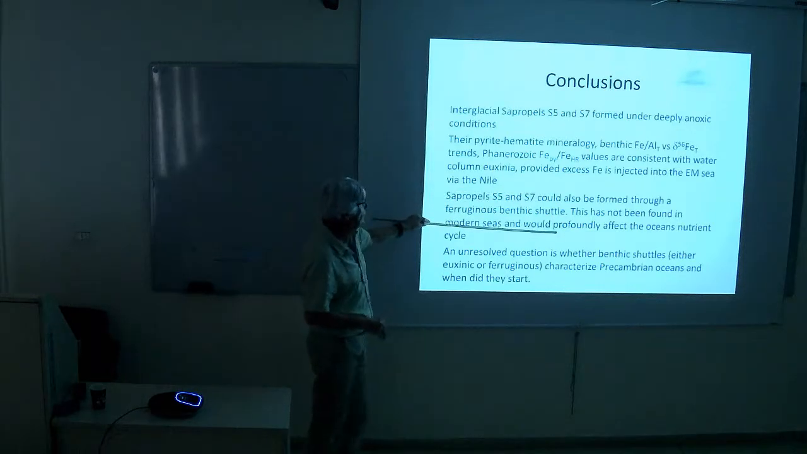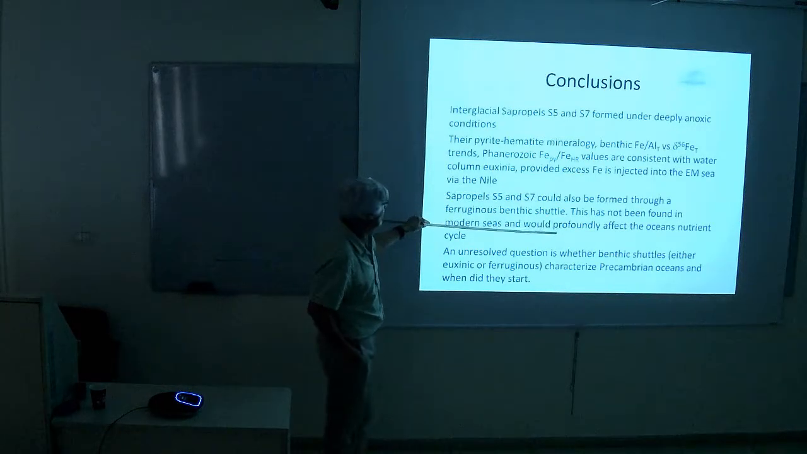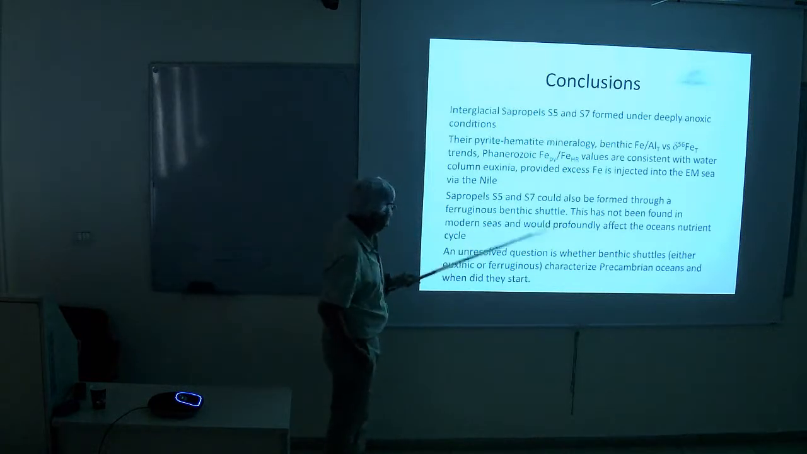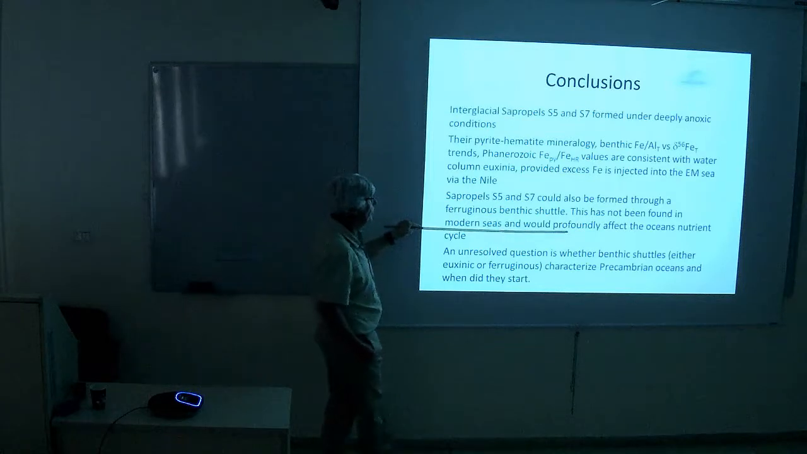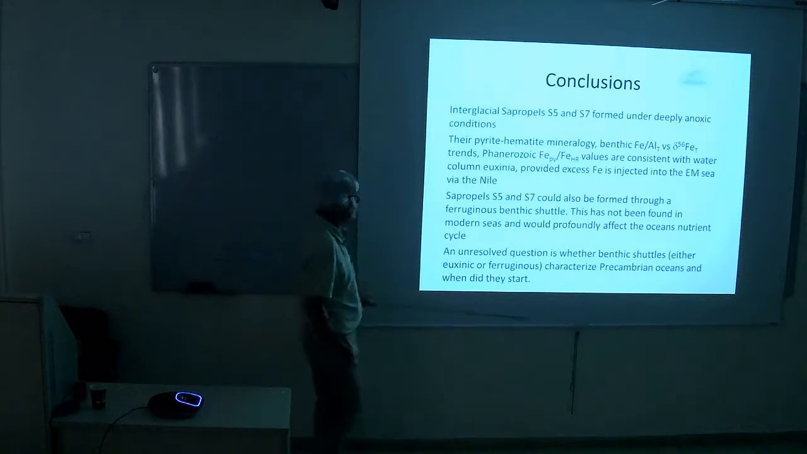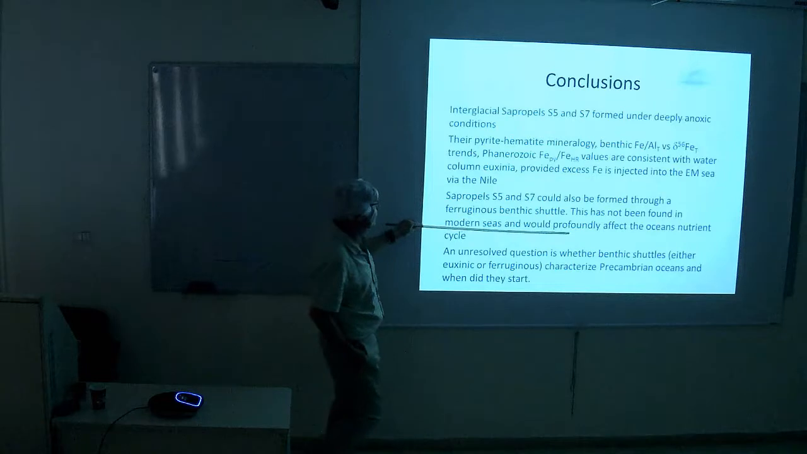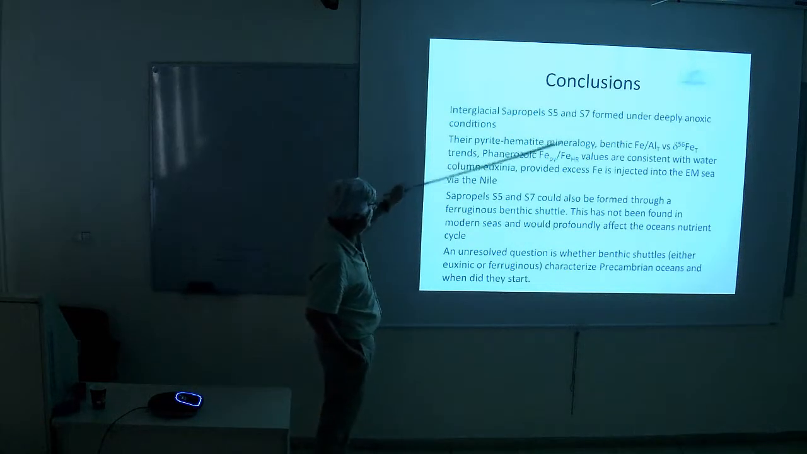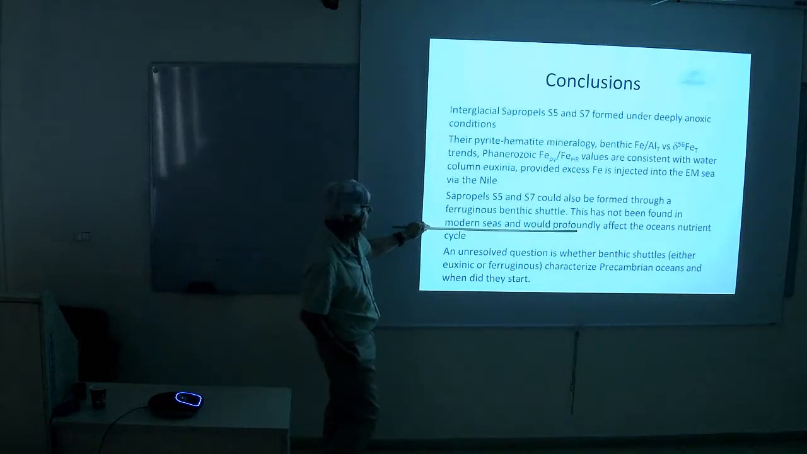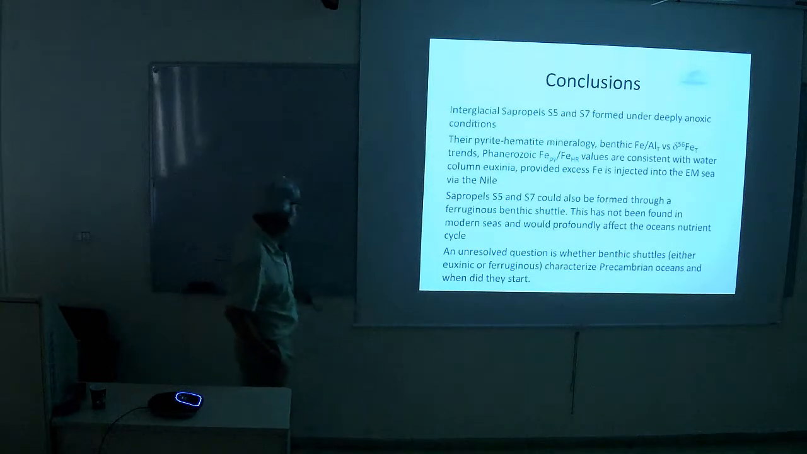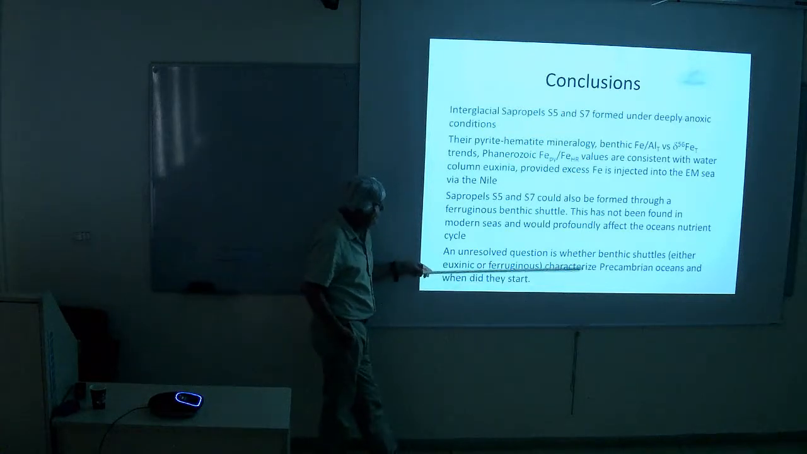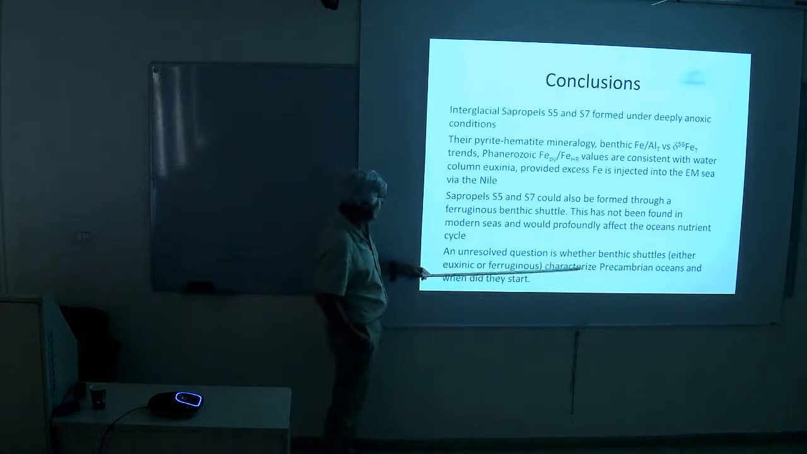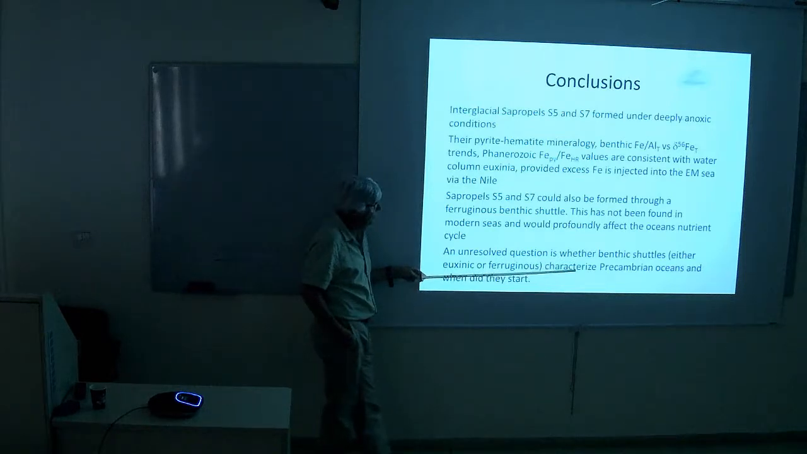But we do have the possibility of this ferruginous benthic shuttle. It hasn't been found, but the finding of such a shuttle would profoundly affect the Earth's nutrient cycle, particularly whereas phosphate would be mobilized in euxinic conditions, phosphorus would not be mobilized in a ferruginous condition. And the unresolved question which still needs to be asked is, does the benthic shuttle, and it doesn't matter whether euxinic or ferruginous, does it characterize any of the Precambrian ceramics?